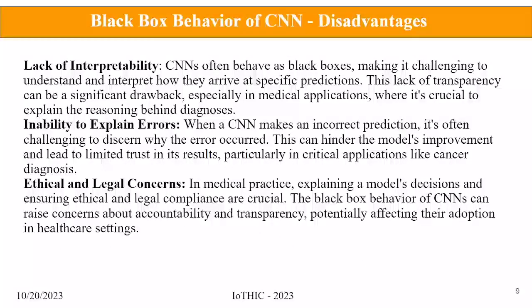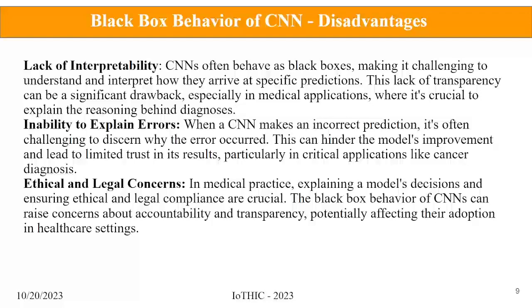So comes the black box behavior of CNN, which becomes the main disadvantage here. Let us discuss how we handle this approach. CNNs are amazing, but they do have a bit of mystery around them. They act like black boxes where you put something in and you get something out, but you are not exactly sure how it happened. That's not always ideal, especially in medical situations where you need to know how and why they made a particular diagnosis.